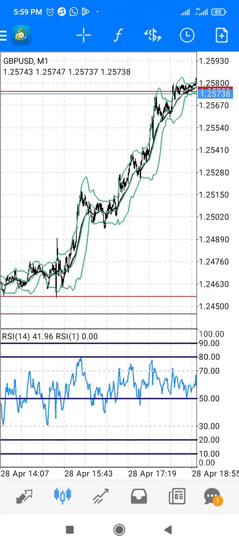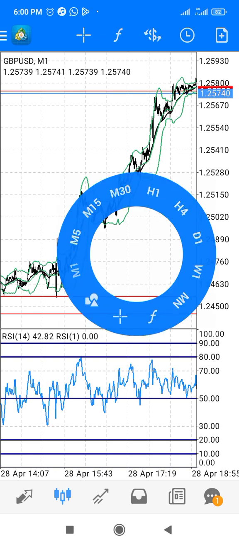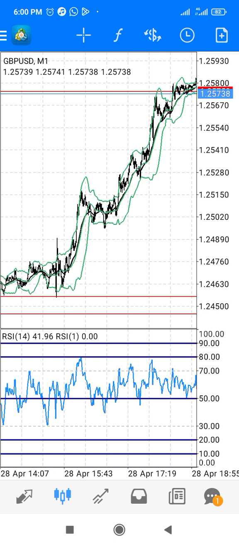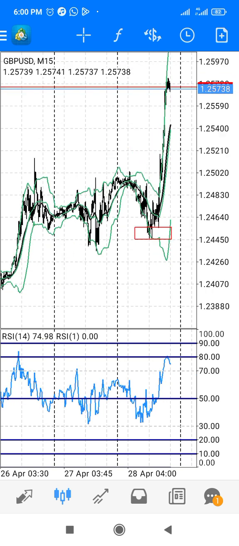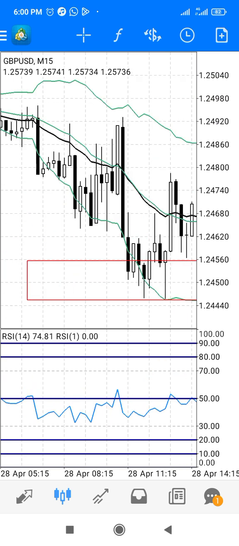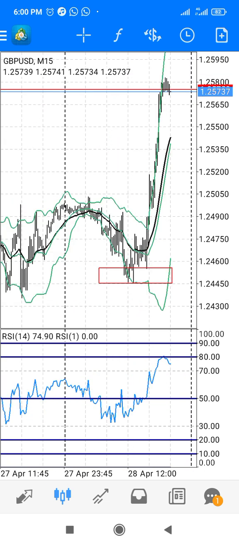This is a Great British Pounds USD chart of a 1 minute chart. So I'm going to go to higher time frames. To go to higher time frames, I just touch this, I go up. I'm going to use the 15 minutes time frame. You can use the 30 minutes, you can use the 1 hour, but you don't use time frames that are too high so that the point does not become too big.